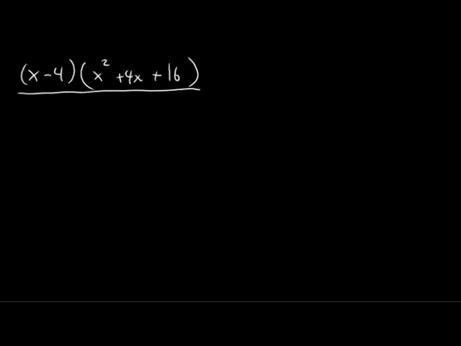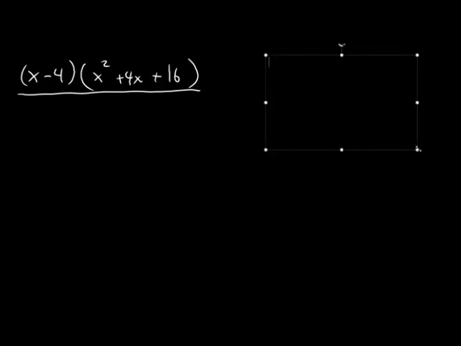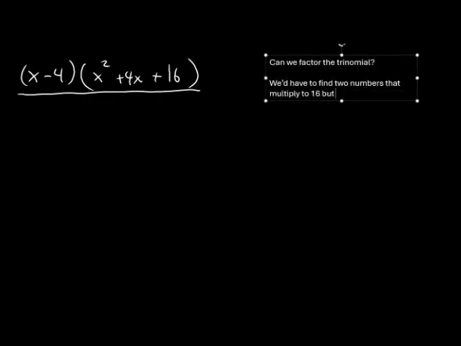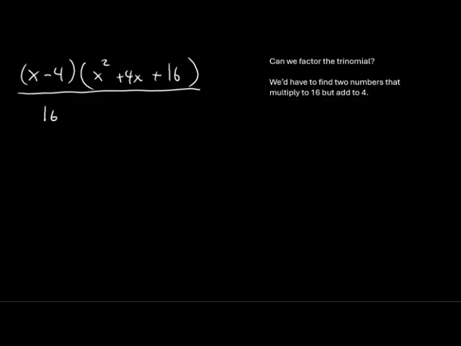Now that we've factored this into a binomial and a trinomial, we could ask ourselves, could we factor that trinomial down any further? In order to do that, we would have to find two numbers that multiply to 16 but add to 4. Let's do some experimentation. We'll take our 16 and think about what we could break it into. 16 times 1 could work. We could also try 8 times 2, or try 4 times 4.